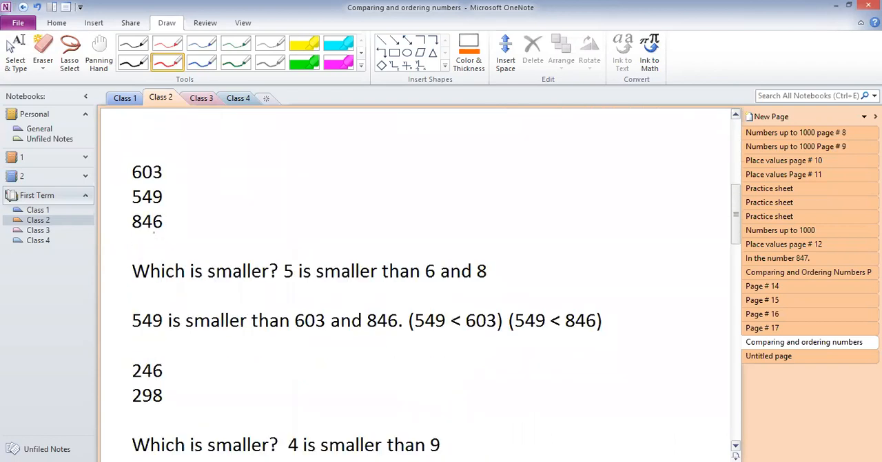Here we had three numbers, 603, 549 and 846. Again, we compared the hundreds, 600, 500, 800, and we found that 5 is the smallest one. That's why 549 would be smaller than 603 and 846. And we use the less than sign to represent that.